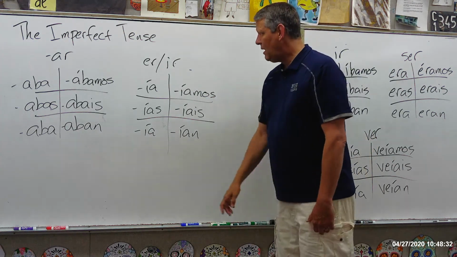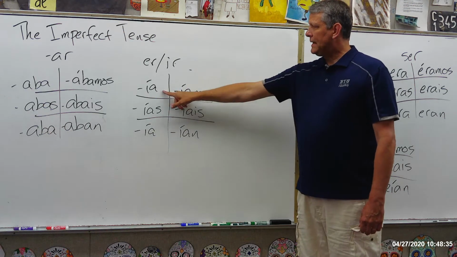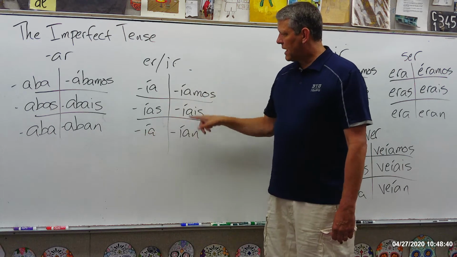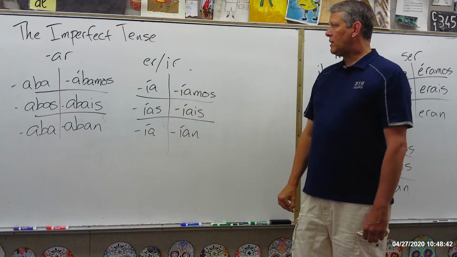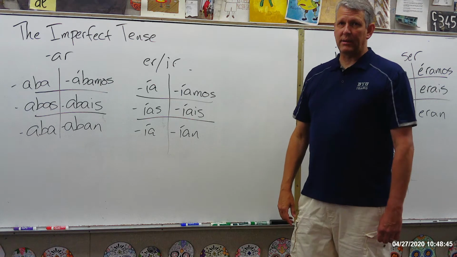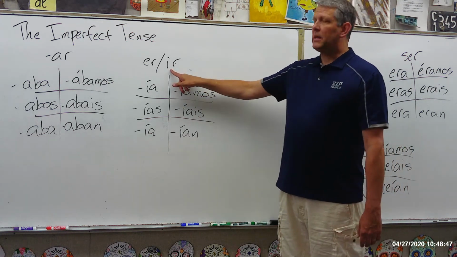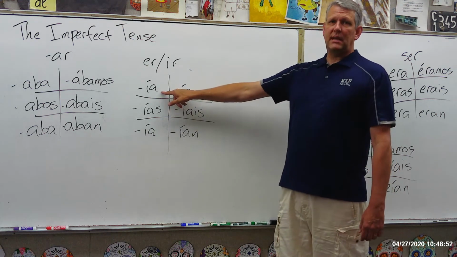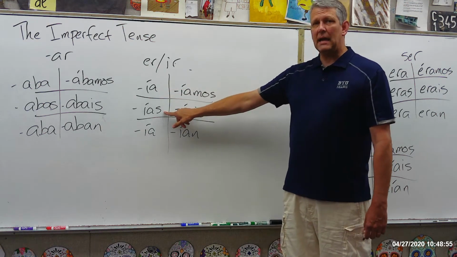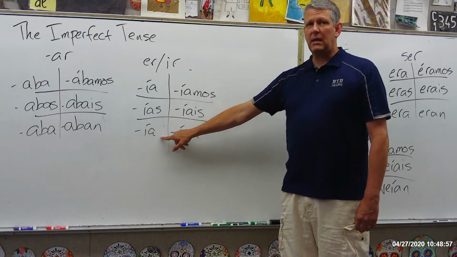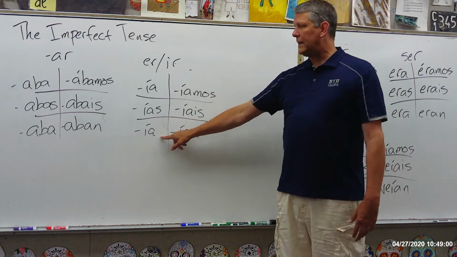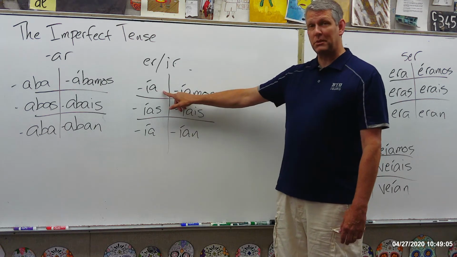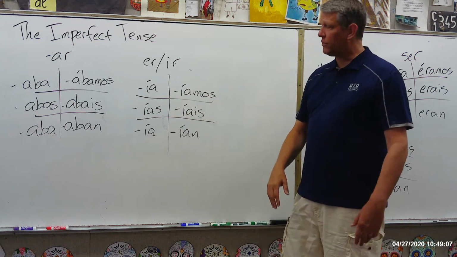Okay? For ER and IR verbs, we add ía, ías, ía, íamos, íais, and ían. And notice there's an accent on the first I on all of those verbs. Okay? So if we wanted to use the verb escribir, I was writing. Again, I would drop the IR. I'm left with escrib, all right? And then I would just add the ending. Escribía, I was writing. Escribías, you were writing. Escribía, he or she or you in your usted form were writing. And recognize that the third person singular and the first person singular, again, have the same ending. So be careful with that.